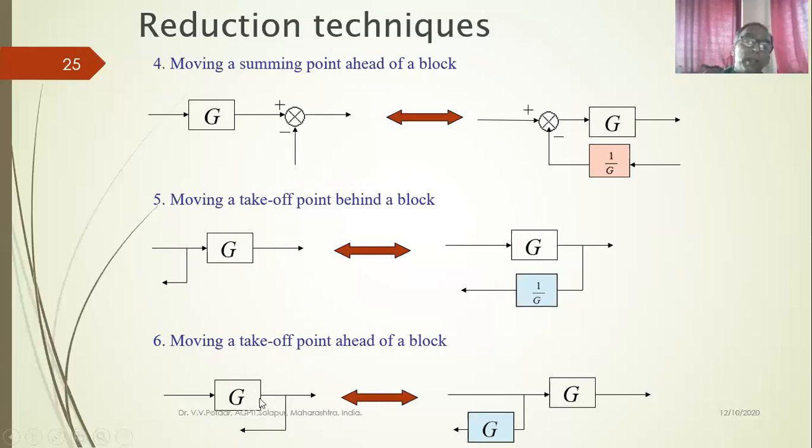Right now in the original block diagram, I have one block in the forward path and a takeoff point here. If I want to move this takeoff point ahead of a block, or isolate this block G from my main loop, what I need to do in this equivalent block diagram is, when I move this takeoff point ahead of a block like this, I have to put this G value in the feedback path. So these rules we have to remember.